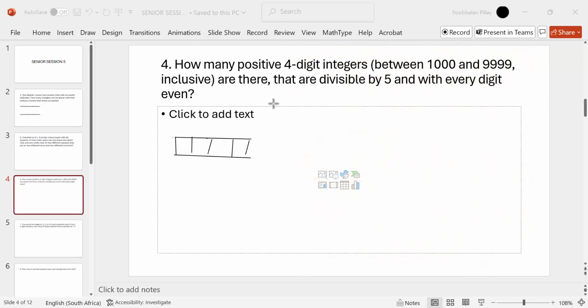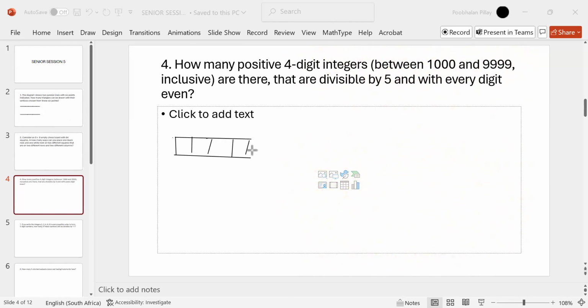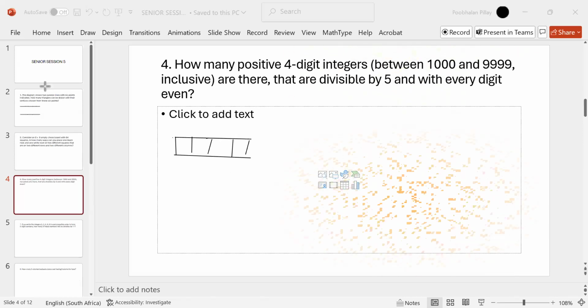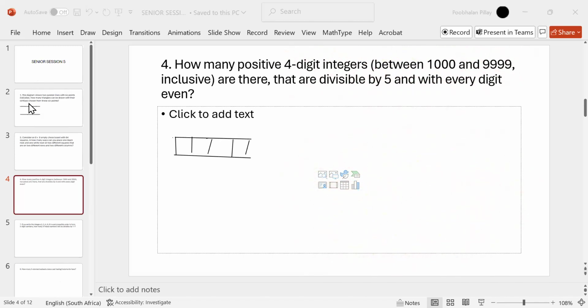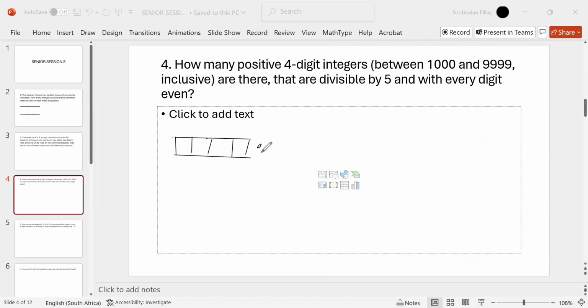Right. Now there are some rules here. It must be divisible by 5. So for a number to be divisible by 5, you know your rules for divisibility. The last digit is either 0 or 5. All right. So that takes care of it being divisible by 5.